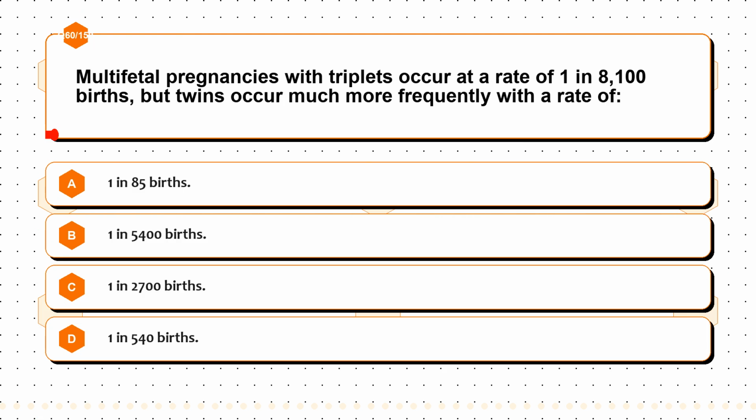Question 60. Multifetal pregnancies with triplets occur at a rate of 1 in 8,100 births, but twins occur much more frequently with a rate of. Here are the options. Option A. 1 in 85 births. Option B. 1 in 5,400 births. Option C. 1 in 2,700 births. Option D. 1 in 540 births.